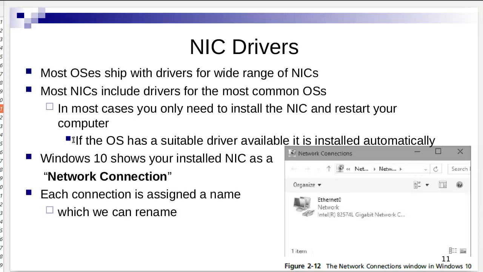So in the lab, you probably noticed that Windows 10 doesn't ask you to install a driver, because chances are, unless you have some really old hardware, it will find a suitable driver and it'll show you that driver basically as a network connection, and each one will have a name, and you can change the properties. You can right click and look at the properties and change settings, things like that.